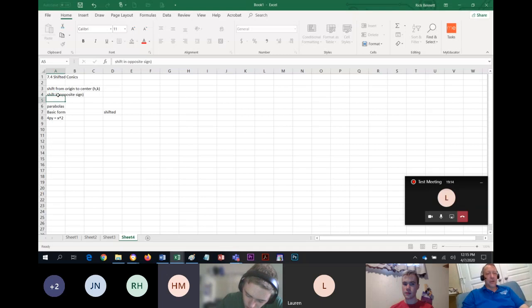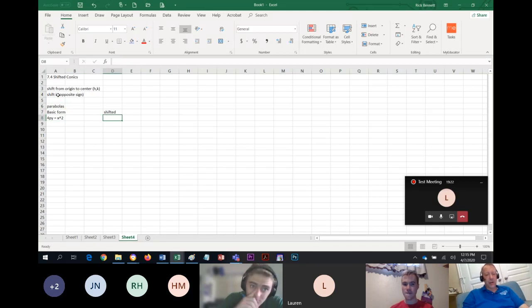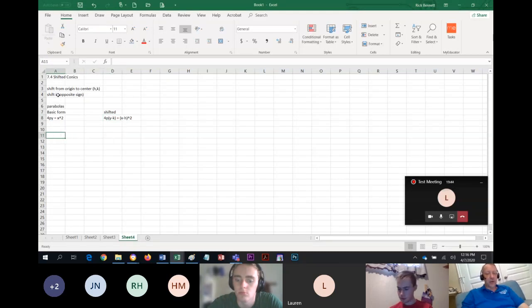So if your basic form of the parabola is 4py equals x squared, then we're still going to have the 4p, but the y is now shifted in the k direction. So it's going to be y minus k, just one minus is all I need, equals x minus h quantity squared. And it's going to work the same way with ellipses. I'm not going to do every case, but I'll show you one.